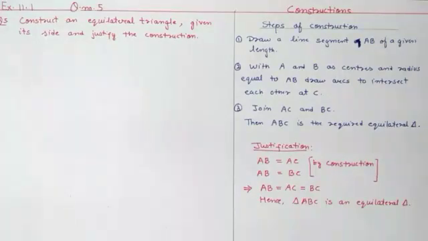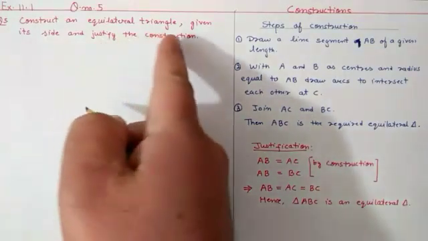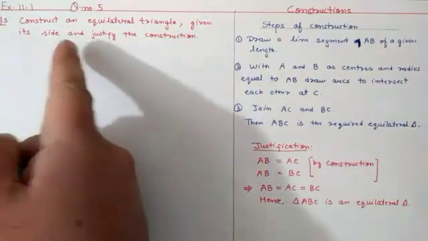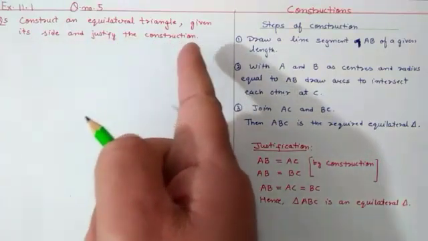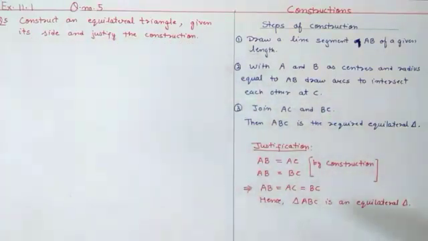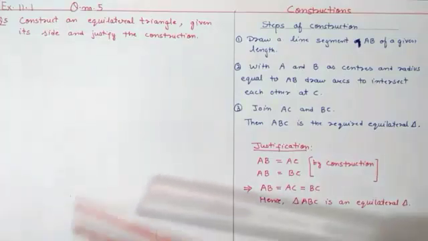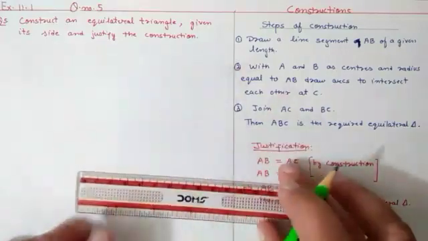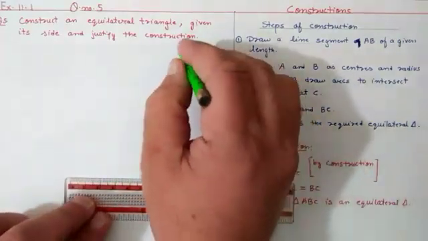The questions which we are not doing, you have to do in homework. Question number 5: construct an equilateral triangle given its side and justify the construction. What is the meaning of equilateral triangle, students? Equilateral triangle means all three angles of the triangle are 60 degree, and all the three sides are the same.